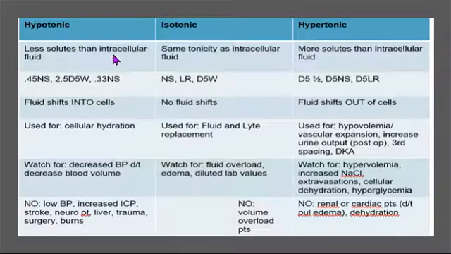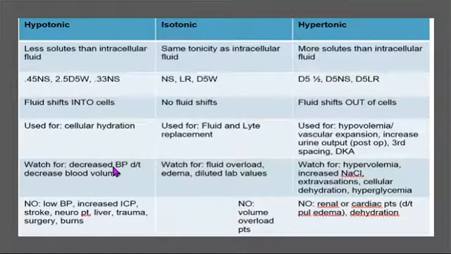Hypotonic, less solutes than intracellular fluid. So hypo, less than intracellular, so it's going to pull the fluid into the cells. The cells are going to swell. So these are ones that are smaller, half normal saline. I know it's 0.45 normal saline, that's called half normal saline. 2.5 D5W, because here you have 5% dextrose, this is 2.5% dextrose. You have 0.9%, this is a third of it, 0.33 normal saline. They're low numbers. Those are hypotonic, causes fluid to go into the cell, cells hydrate or swell.